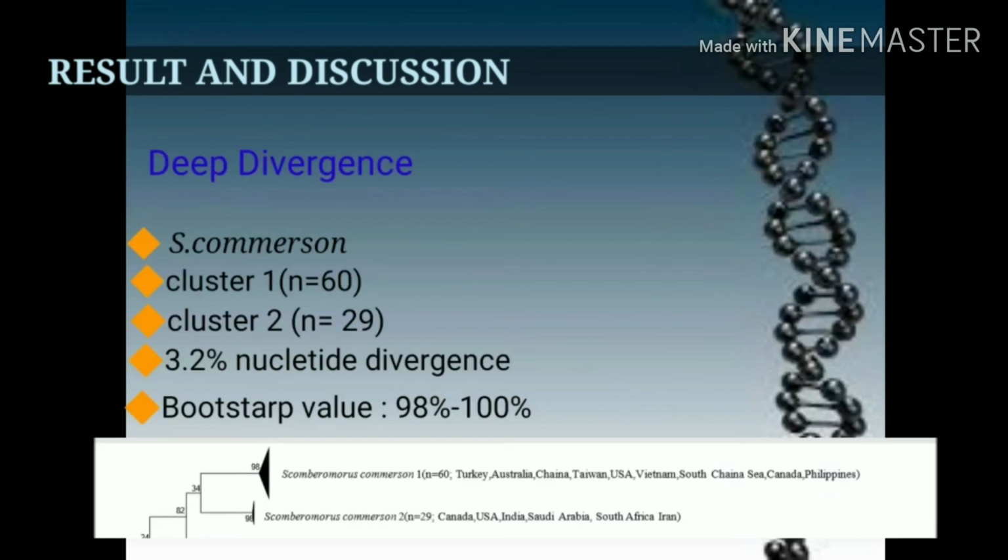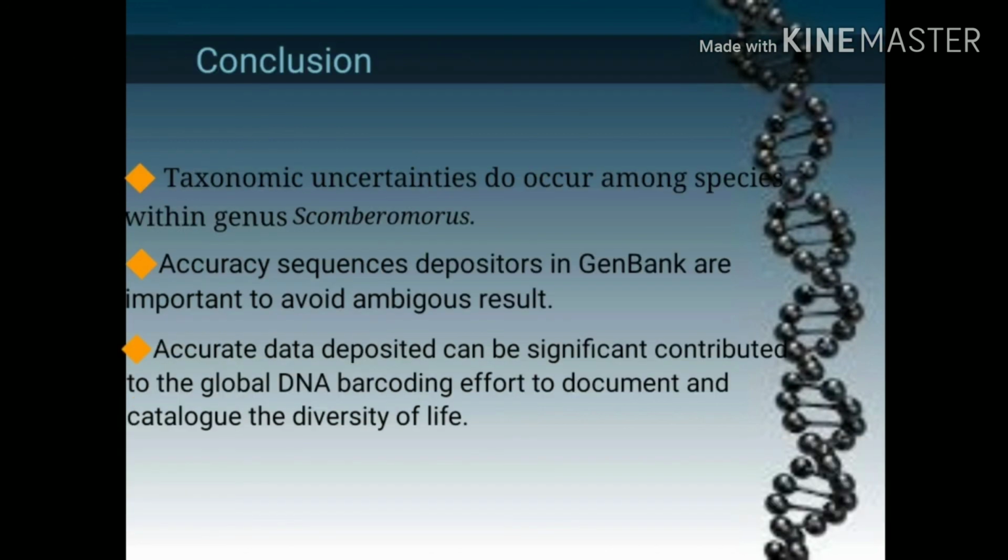Deep divergence was detected among individuals of Scomberomorus commerson. The clusters were separated by 3.2% nucleotide divergence with a high bootstrap value of 98% to 100%. This study confirmed that taxonomic uncertainties do occur among species within genus Scomberomorus. Accurate sequences deposited in GenBank are important to avoid ambiguous results.